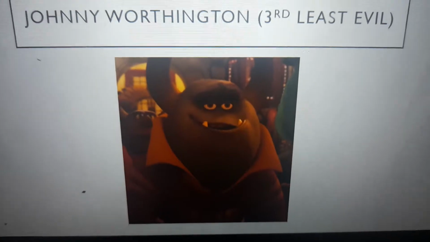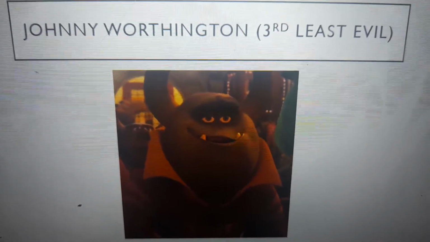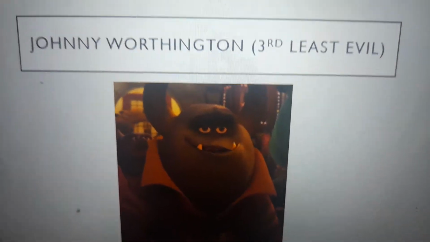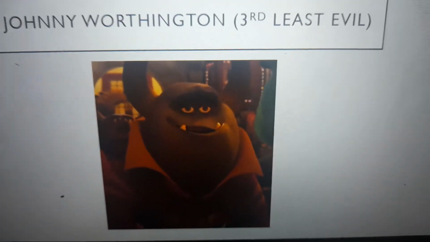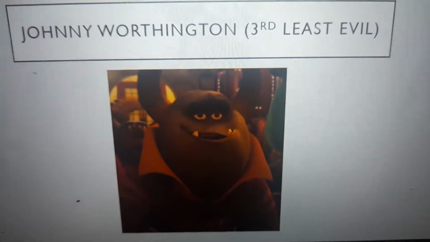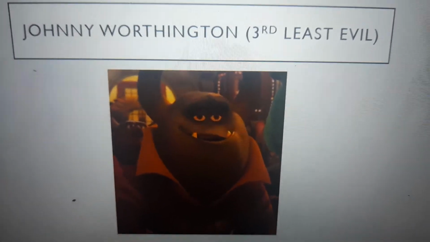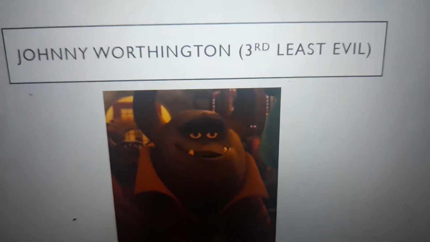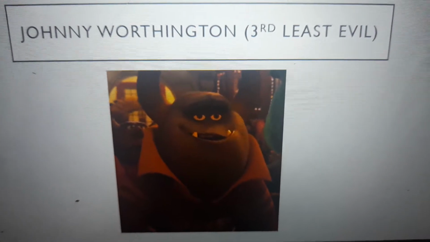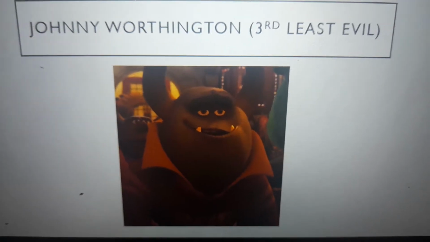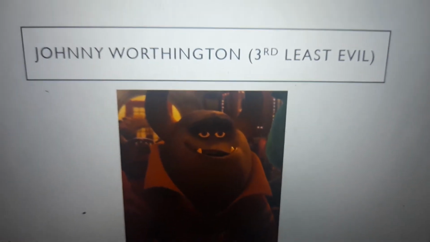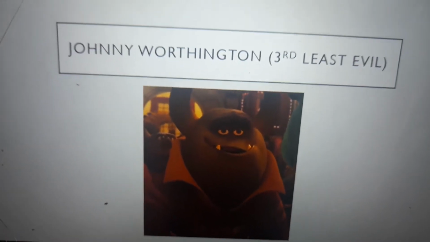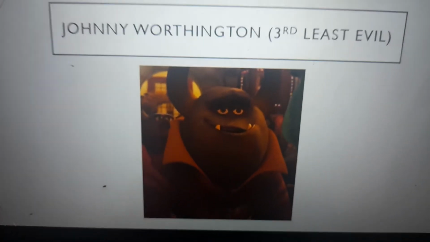The third least evil is Johnny Worthington, the leader of Team Roar Omega Roar for Monsters University. And he was alright, yeah. So Johnny Worthington was a stereotypical bully character who mainly ended up making a fool of Team Oozma Kappa, which was Mike and Sully and their pals. So this basically takes place before the events of Monsters Inc. We'll get to those ones later.